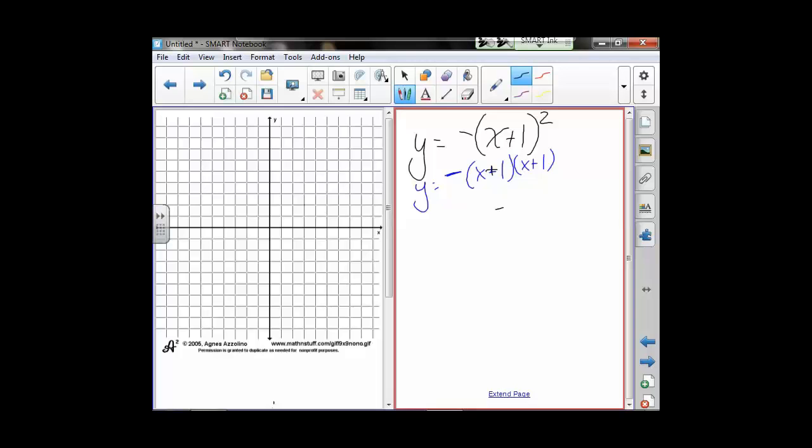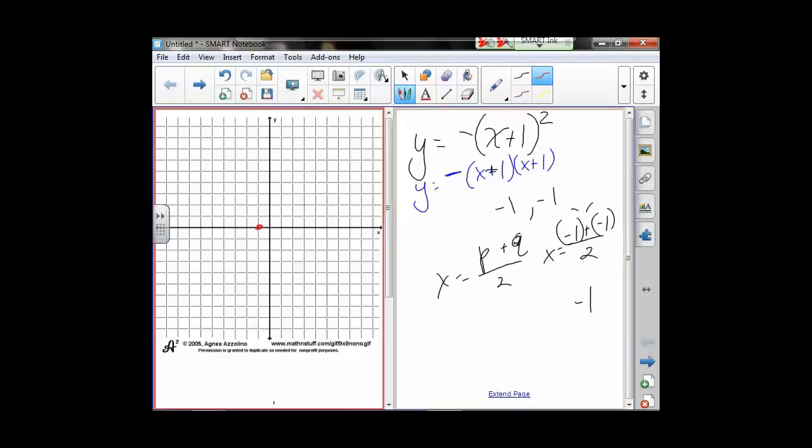All right, so here we go. This would be -1 and -1, and so if I went x is equal to p plus q over 2, then we would state it as x is equal to -1 plus -1 over 2. All right? -2 over 2, which is -1. So please understand this. Your x and y intercepts are both -1, and your axis of symmetry is -1.